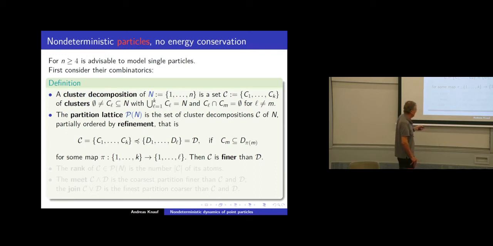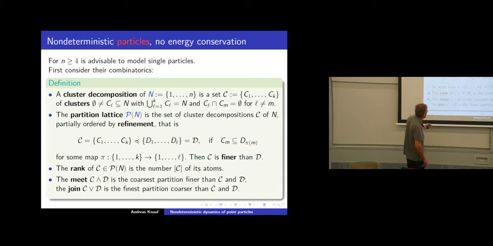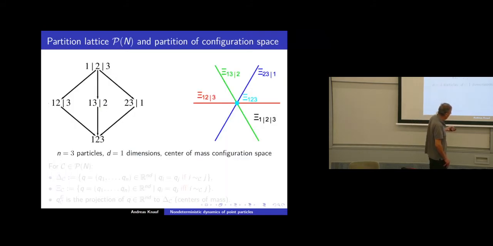And that's something that has been studied, of course, in combinatorics. Not a very complicated thing. You have the rank, for example, the number of these atoms. This would be K in this case. And given two such cluster decompositions, you can look at their meet and their join and so forth. Okay, so that's now the language I want to speak.